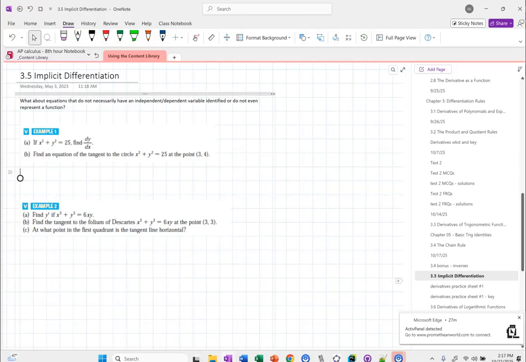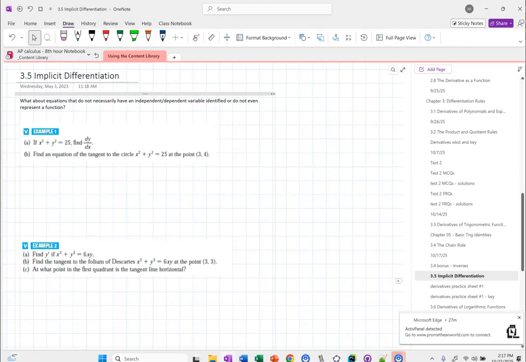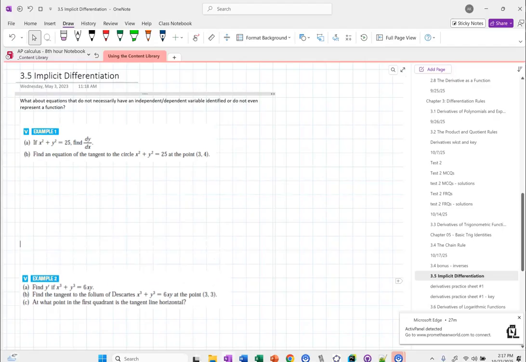What we're going to look at here today is the start of implicit differentiation. When we say implicit, what that means is that there's no obvious independent and dependent variables. So you can have an explicit equation like y equals 5x, where it's kind of clear that x is the independent variable and y is the dependent one, right? Everybody's okay with that?